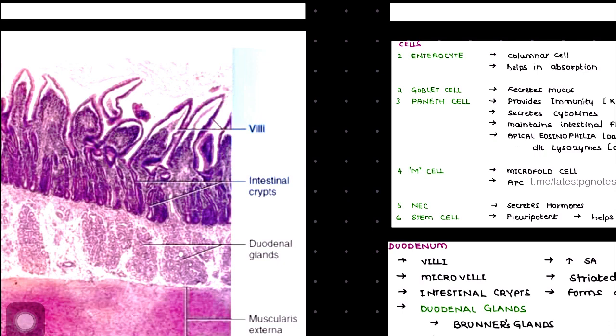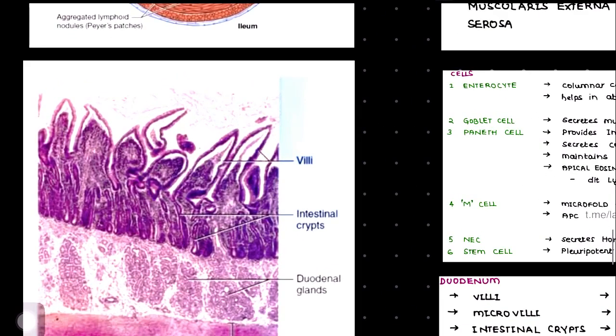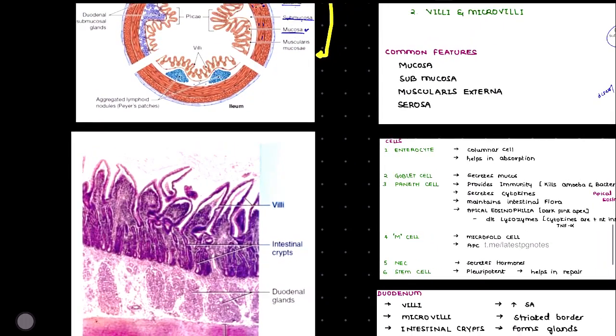What are villi? You can see finger-like projections right here. These are our villi. Now what about microvilli? You can see them here. These are the striated border. Microvilli are the striated border. So these are villi and microvilli, and these are present all over our small intestine.